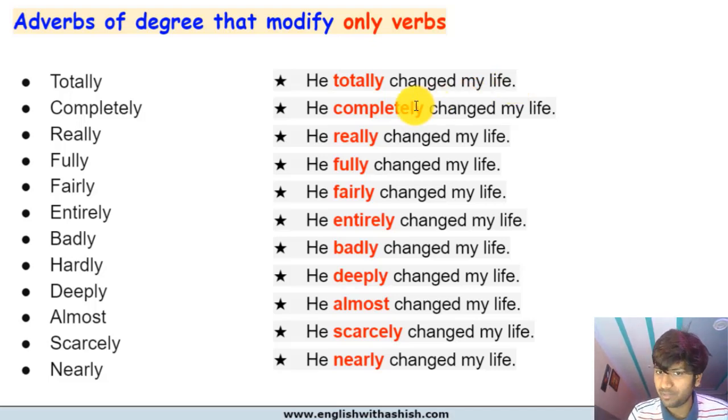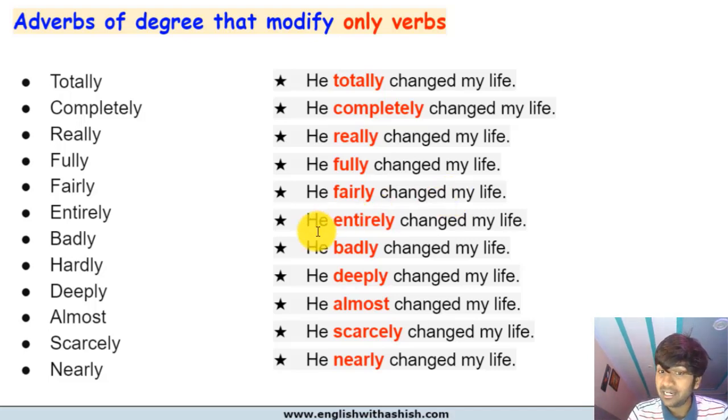Same, he completely changed my life. He really changed my life, right? Really, again, using really to intensify it in a positive way. It's again 100%, maybe more than that. He fully changed my life. Again, giving the same meaning, intensifying it in a positive way. He fairly changed my life in a fair way, not intensifying it in a very positive manner, right? Yes, he does have his contribution to my life, but it's not too much, right?